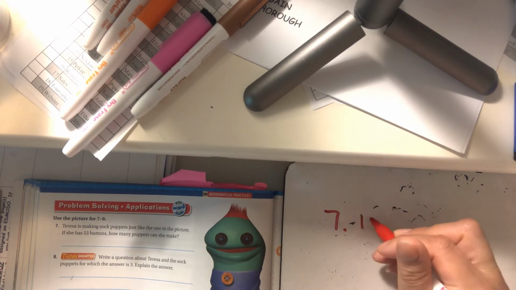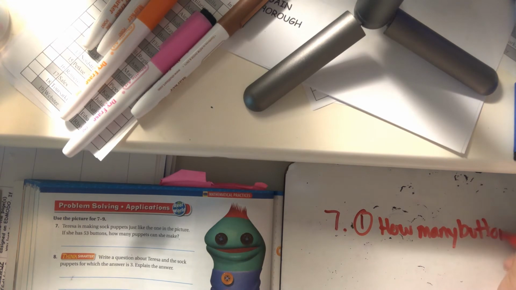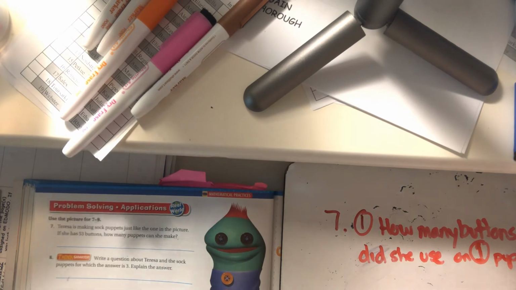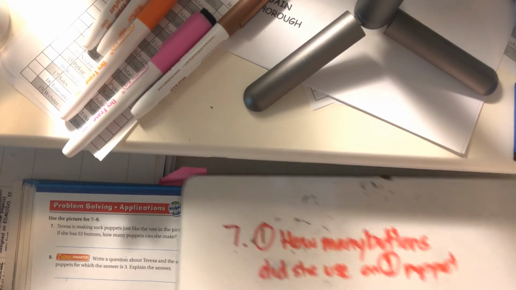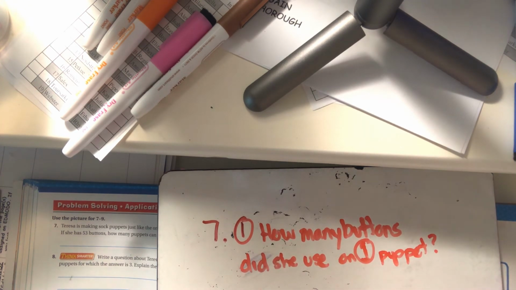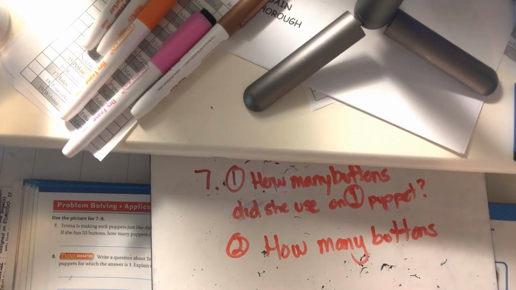Well, first things first, think about how many buttons did she use on one puppet? So the first question that you need to ask yourself on this one is how many buttons did she use on one puppet? You got to look at the picture and count that up. Number 2, how many buttons does she have? Remember, pause it if you need to.